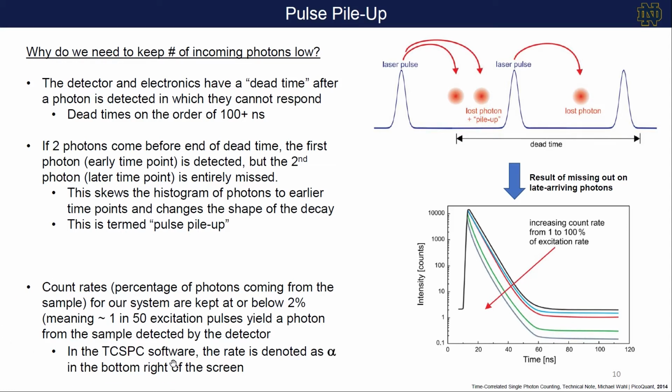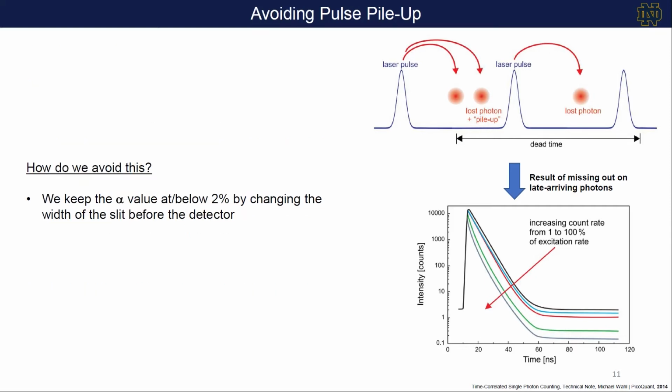In our TCSPC software, this is denoted as alpha at the bottom right-hand part of the screen. As long as alpha is 2%, it'll be green, but if it goes above 2%, you'll see it turn red. The interesting thing is you can actually still take data if the alpha is too high, at least for our system. So you need to be very careful. It's not going to pull up a window that says, hey, check your alpha. It's just going to allow you to take the data anyway. Again, we don't want to do that because we don't want to skew things toward early time points. So this pulse pileup concept is very important because we have to avoid this in order to get accurate information.